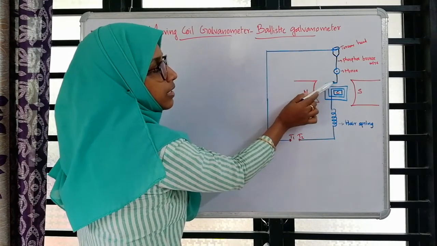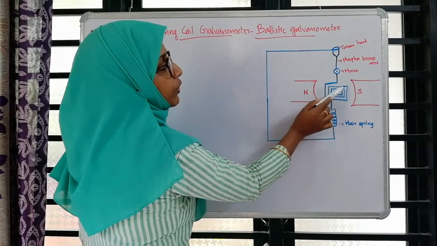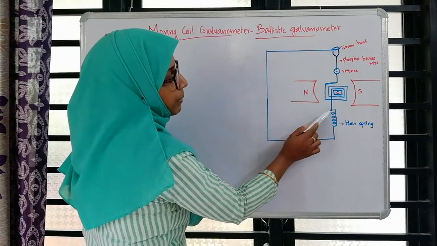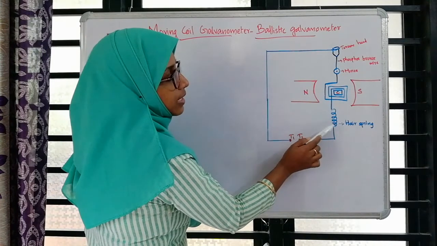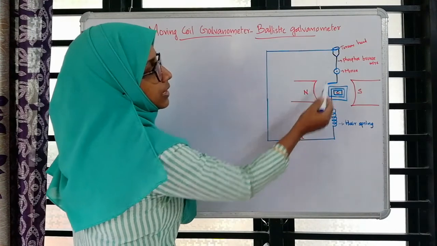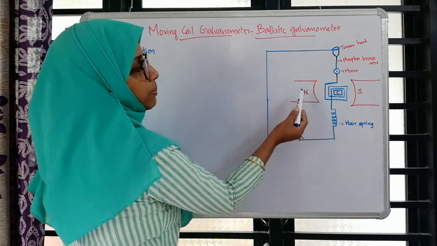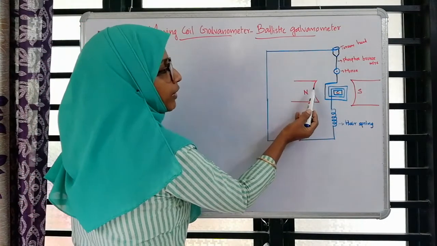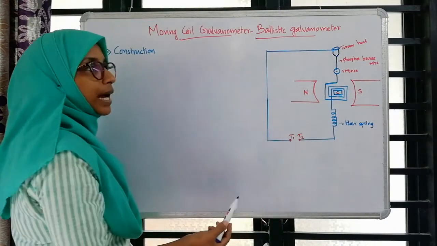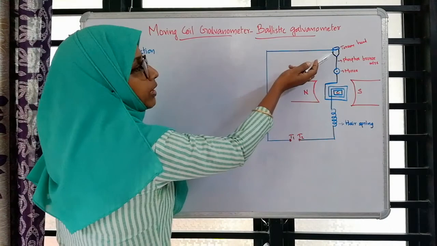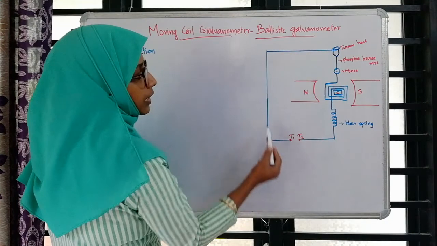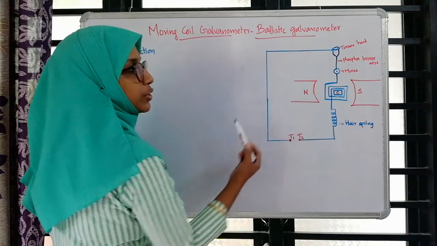placed, and this is the rectangular coil which is wound on a non-metallic frame of ivory, and in the lower position of this fiber a hairspring is attached. The whole system is placed in between the poles of a strong horseshoe magnet. That is the horseshoe magnet, and both the upper end of this torsion head and the lower end of this are connected to the terminals T1 and T2.